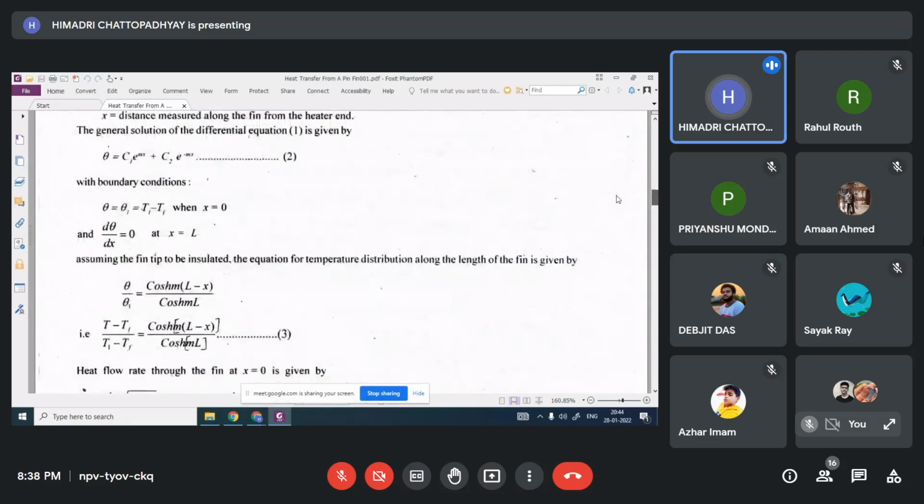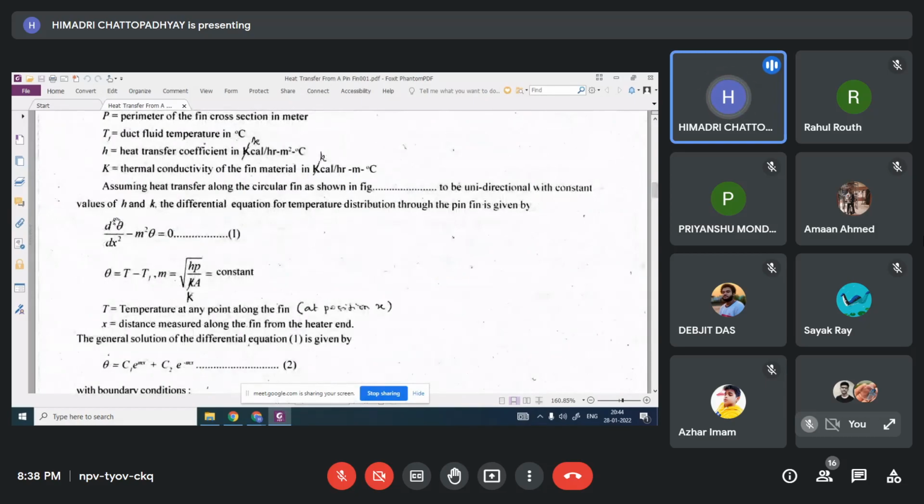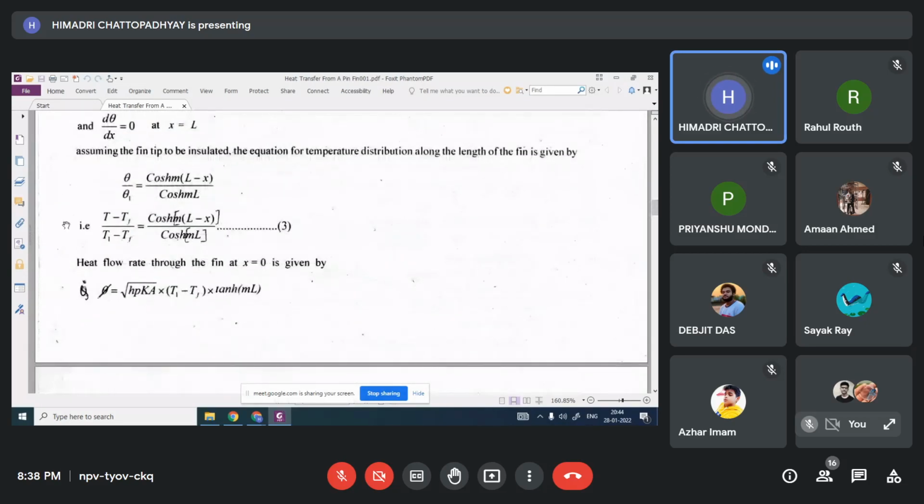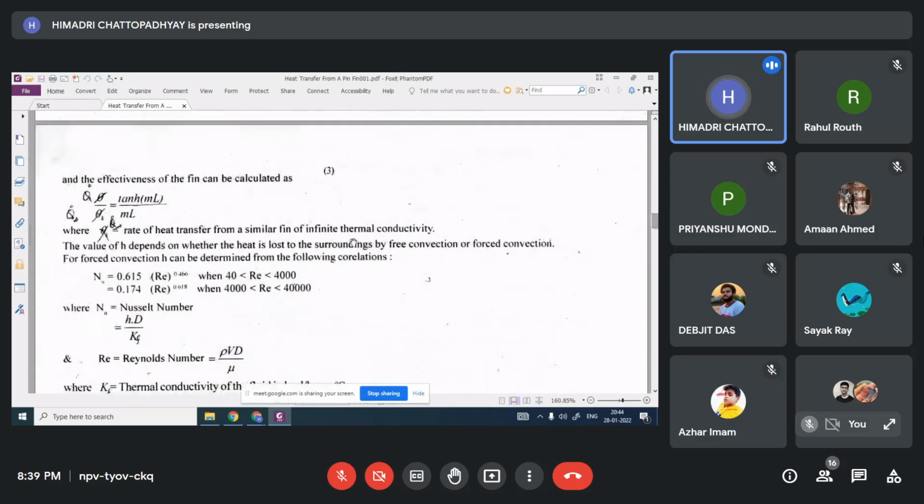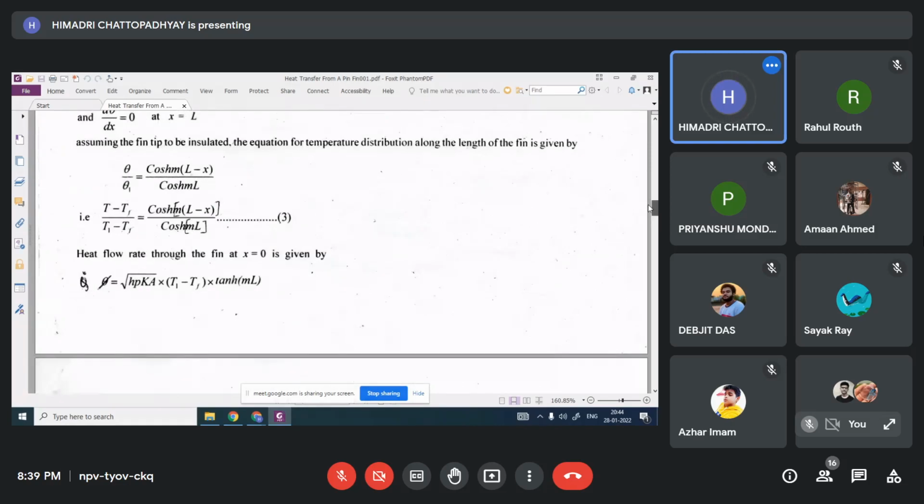Theoretically you will calculate from this formula, d square theta by dx square minus m square theta equals 0, it has a distribution, this is derived here. So (T minus Tf) by (T1 minus Tf) is cosh m(L minus x), like this. You see that this is an important formula. m is root over hP by kA. You have done this already in your heat transfer class, so I'll not go into that.